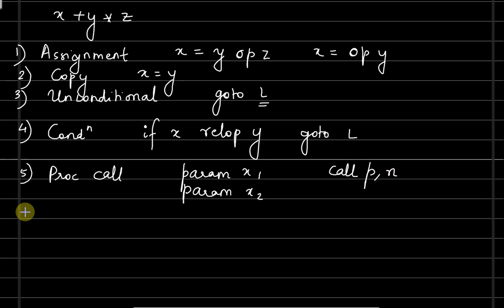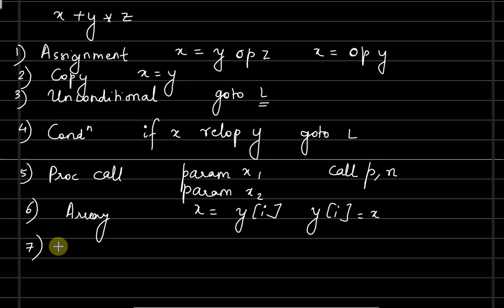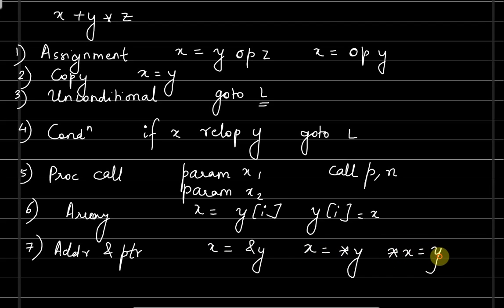Right? Then we can have array references, three address code statements for arrays, which can be of the form x is equal to y of i, or y of i is equal to x. Some statements of this form for array references. And finally we can have address and pointer assignment. So you can have statements like x is equal to &y, x is equal to *y, and *x is equal to y. So these are some of the types of three address code statements.